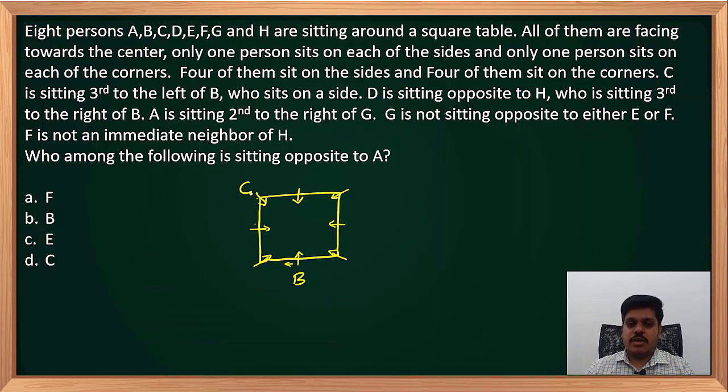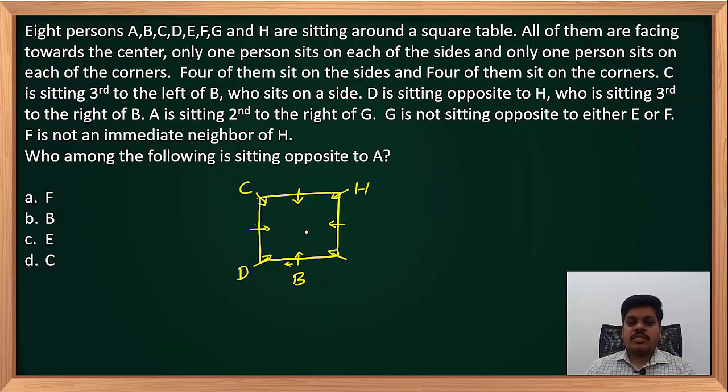It is C. The next point, D is sitting opposite to H, who is sitting third to the right of B. So H is sitting third to the right of B. Here B is here and towards the right, third position, 1, 2, 3, here is H. Then D is sitting opposite to H. So H's position is here and exactly opposite is this corner position, and D is here.